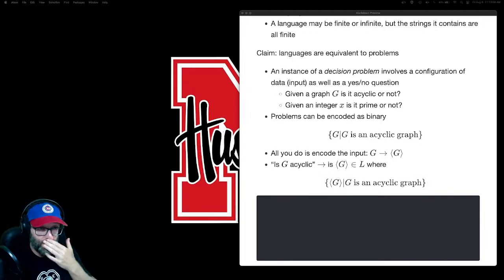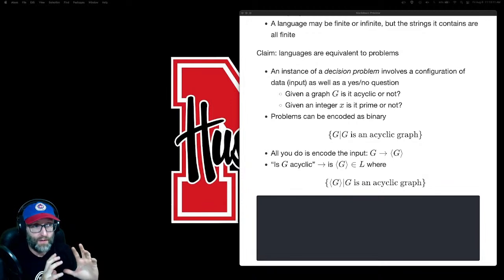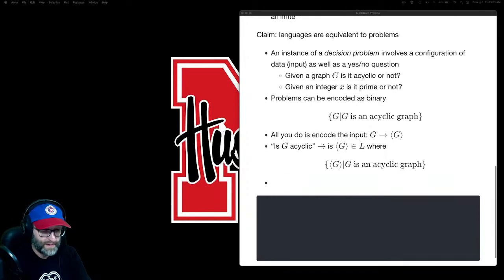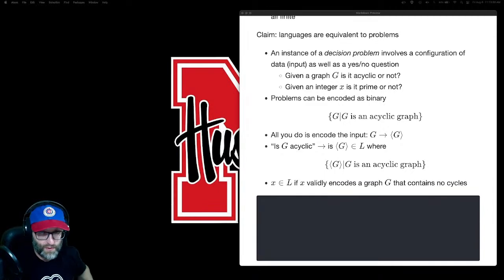Now, instead of talking about these abstract ideas of graphs and nodes and vertices and edges connecting those vertices, I have an actual encoding. And so if I've got one particular encoding, X, then X is in the language if X validly encodes a graph, G, that contains no cycles. It's not necessarily a tree because, of course, it could be a forest or something like that.